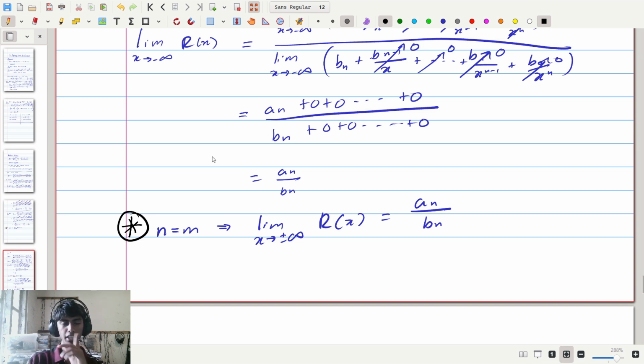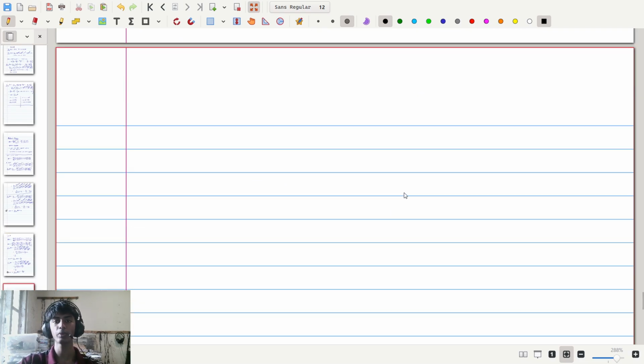Next, of course, the final case that we have to consider is the case where the numerator has greater order than the denominator. So we have to consider the case where the numerator has a greater order than the denominator, i.e. when n is greater than m.